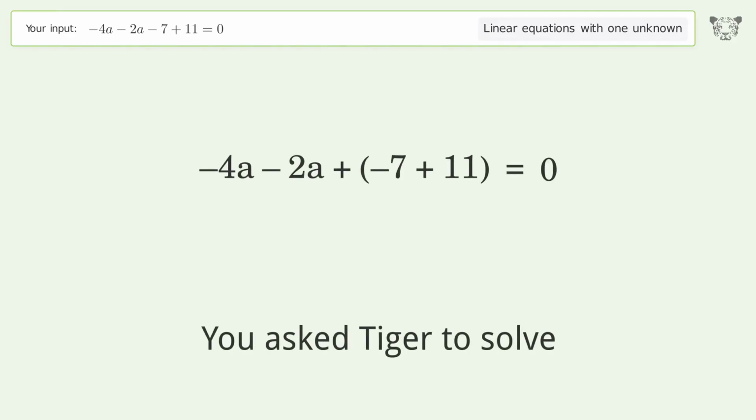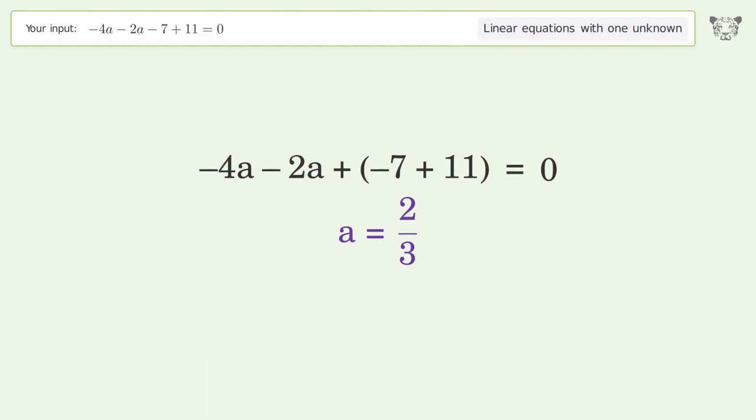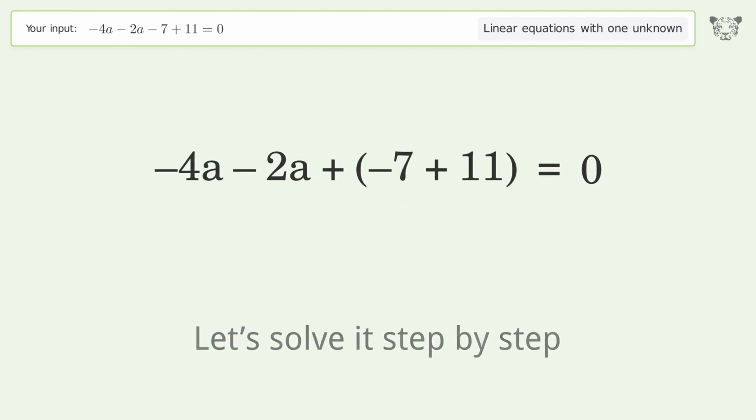You ask Tiger to solve. This deals with linear equations with one unknown. The final result is a equals 2 over 3. Let's solve it step by step.